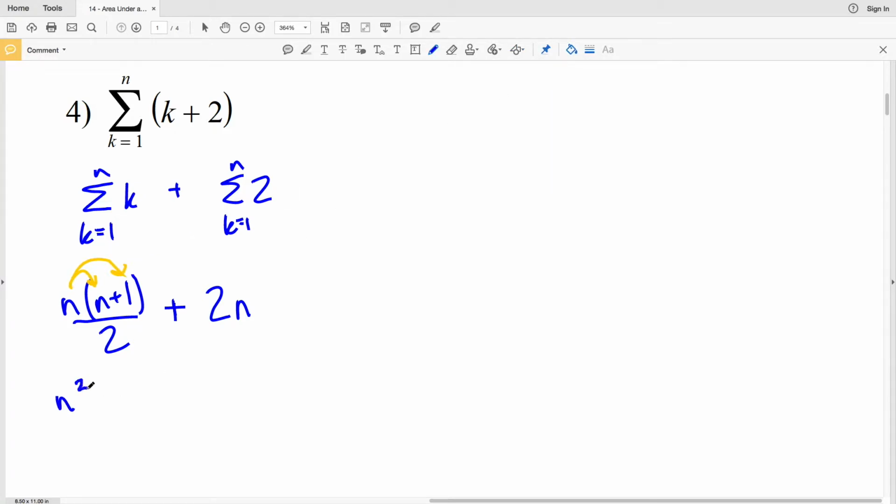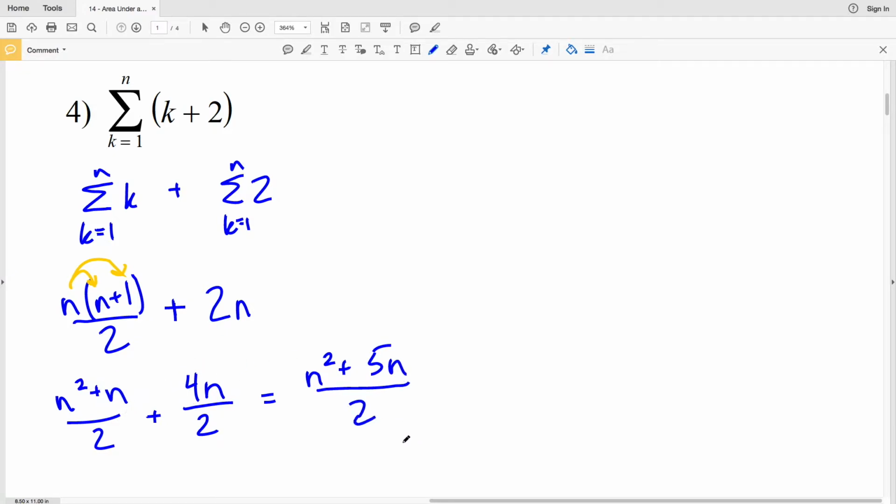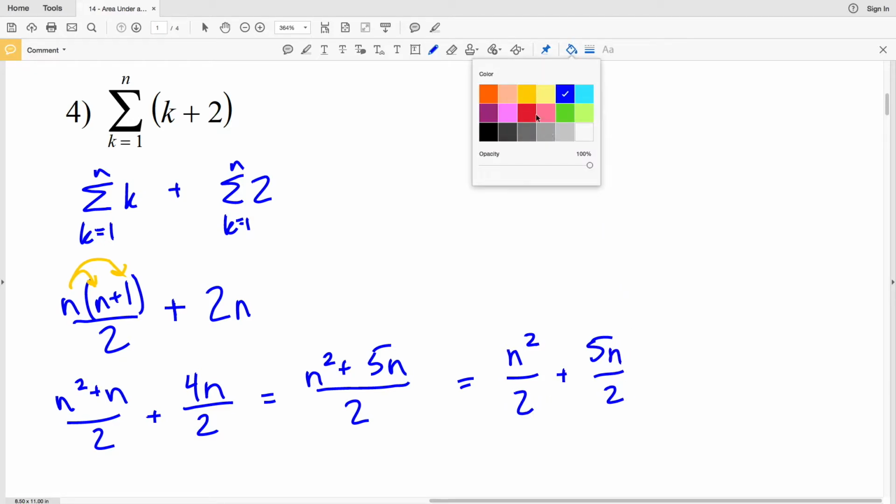So I'll have n squared plus n all over 2, and that's going to be plus multiplying 2n by 2 over 2, which is essentially 1. That's going to be 4n over 2, because 4 divided by 2 is 2, and 2 times n is 2n. Now I'll add those together to get n squared plus n plus 4n is 5n, and that's all over 2. And now I'll split this fraction back up. So I'll have n squared over 2 plus 5n over 2. That's my solution in number 4.